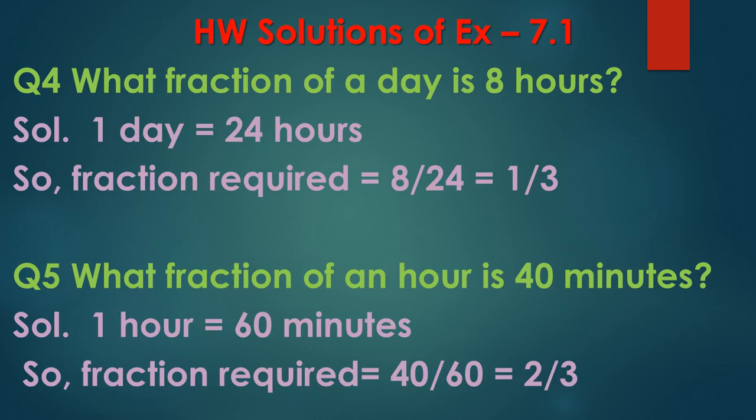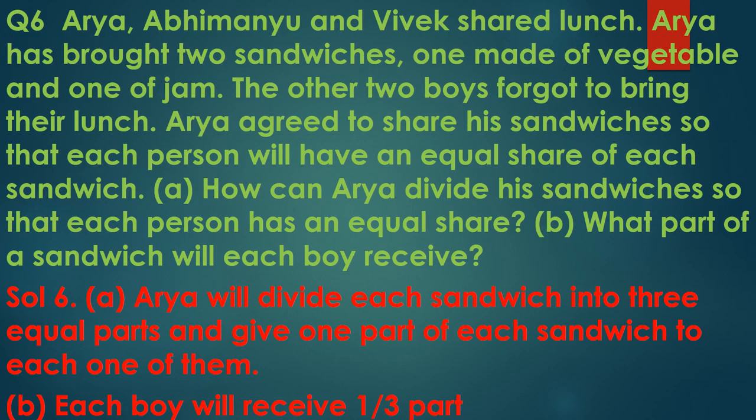What fraction of a day is 8 hours? 1 day equals 24 hours. Out of 24 hours, we have taken out 8 hours. So our required fraction is 8/24. When we convert into simplest form, we will get 1/3.